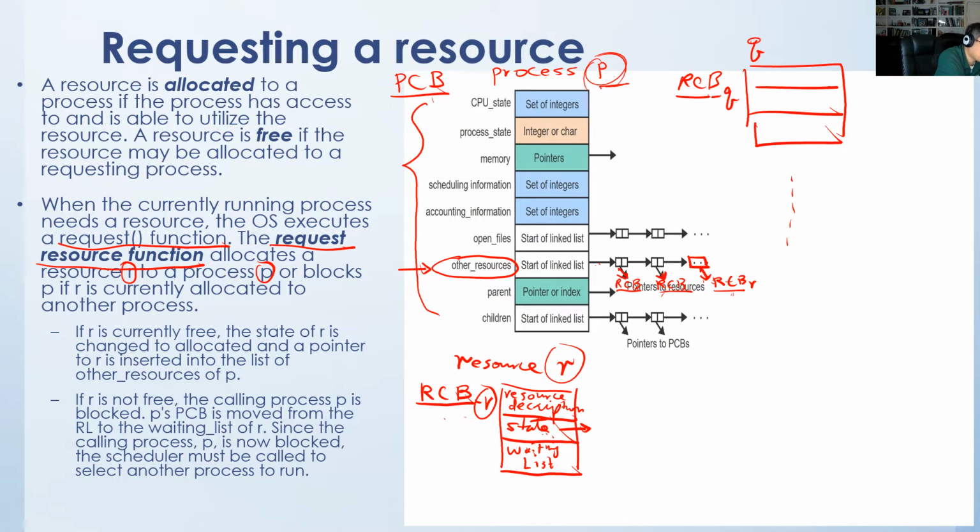Now, let's talk about another scenario. Let's say process P requests resource R, and resource R is not available. In that case, things are going to be different. Let's start over again. Process P requests resource R, and the operating system checks the state of resource R and finds out that it's not available. Okay, so now what do we do?